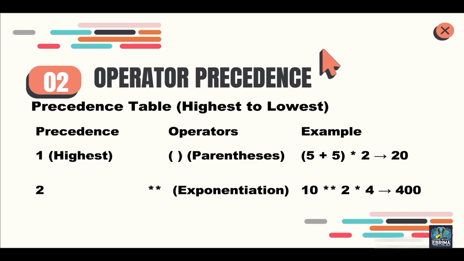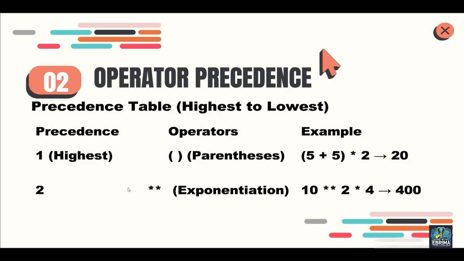The highest precedence is the parenthesis: bracket open, bracket close. This is important to note. This is the first thing that you are going to deal with. For example, you have a bracket open, 5 plus 5, bracket close, then times 2. First, you deal with the parenthesis before you go to the next ones.